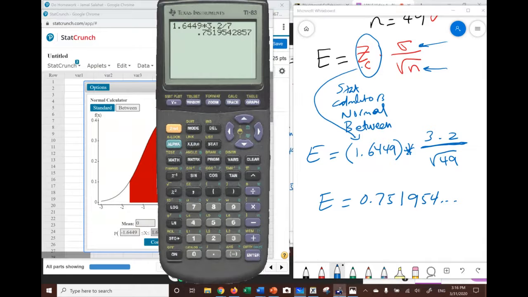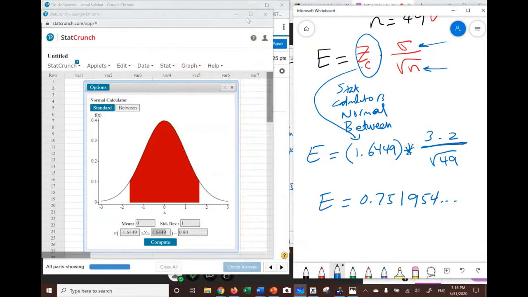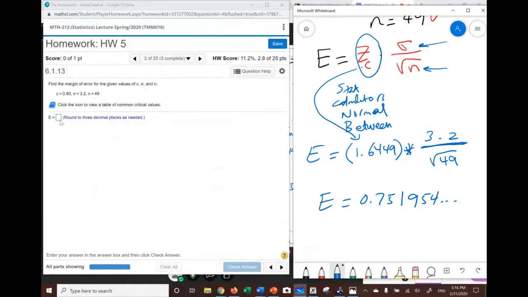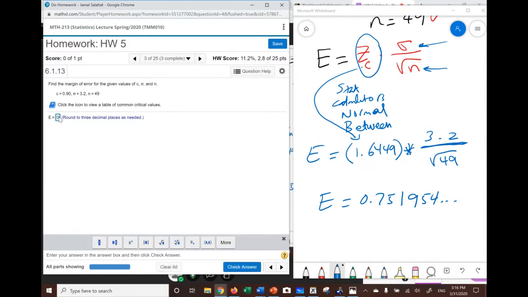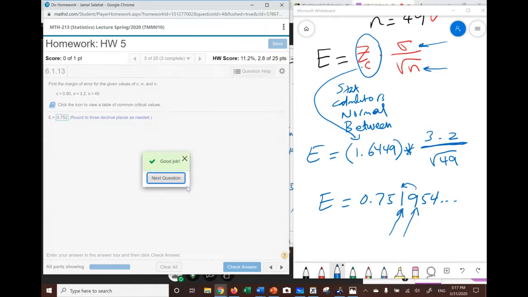In this case, we don't need the whole number because in the problem here, let me minimize those two windows. In here, they say round to 3 decimal places. So it's going to be 0.75. And notice that because the third place is a 1 and past that is a 9, we're going to round this one up. So this is going to be a 2. So it's going to be 0.752. When you put 0.752 and check the answer, it should be okay.